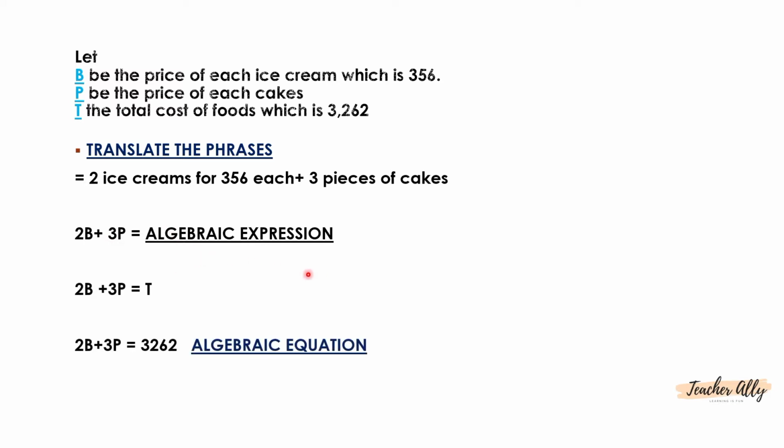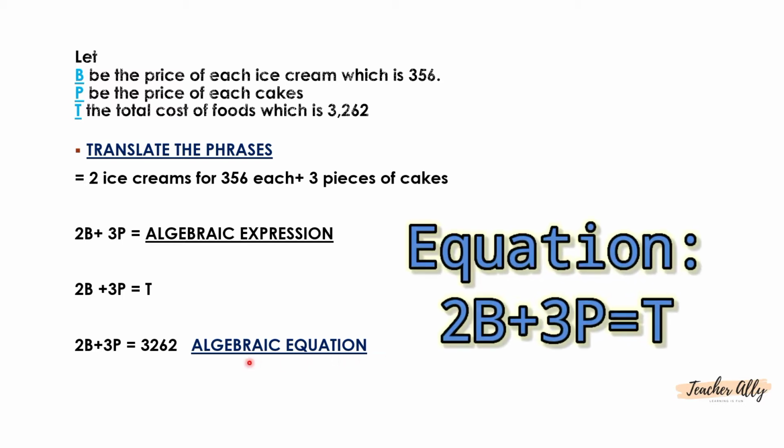2B plus 3P equals 3,262. Letter T represents the total cost of the foods, which is 3,262. 2B plus 3P equals 3,262 is an example of an algebraic equation. So our equation is 2B plus 3P equals T.